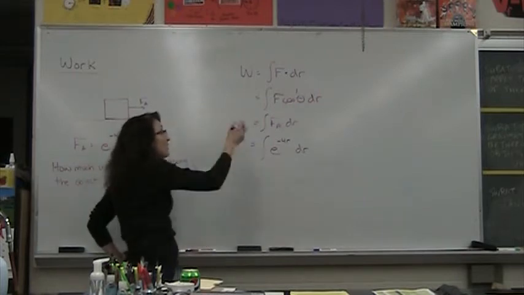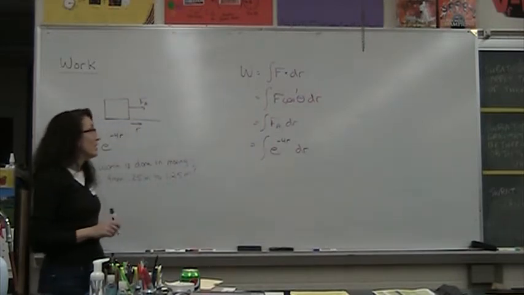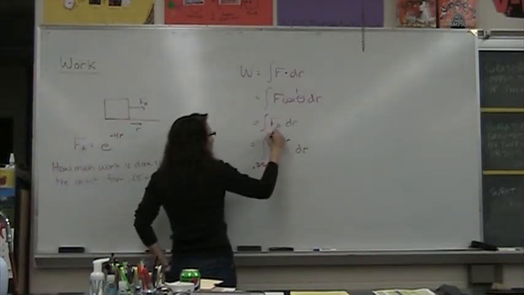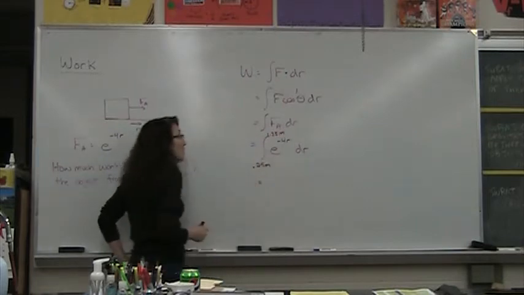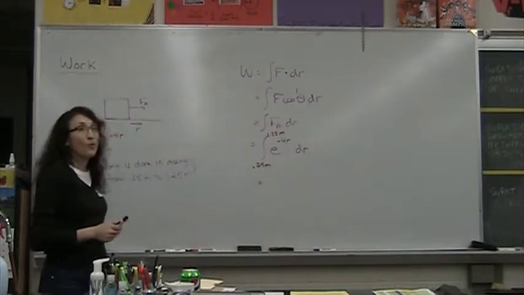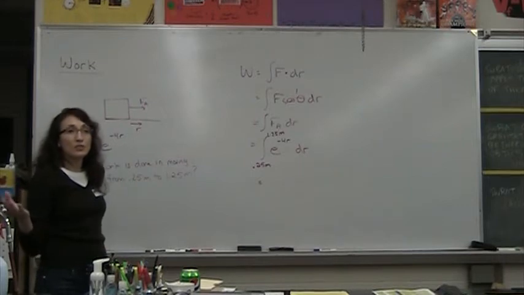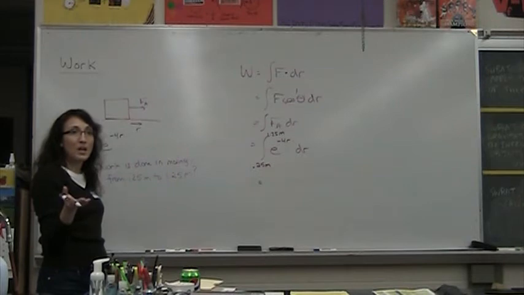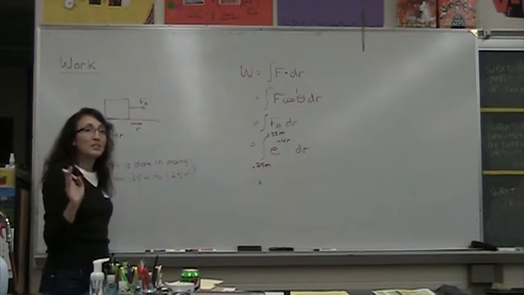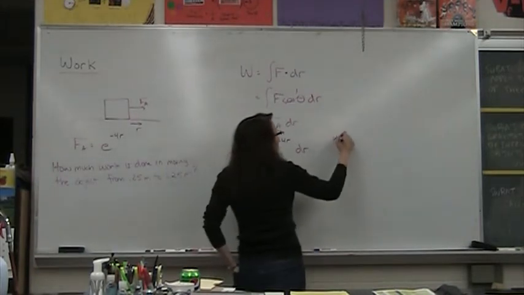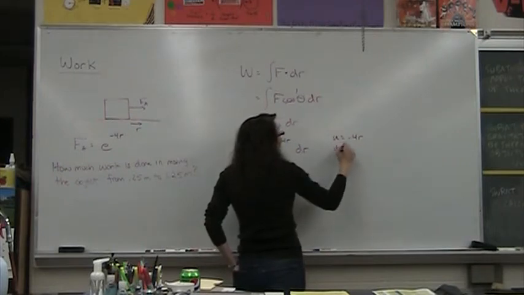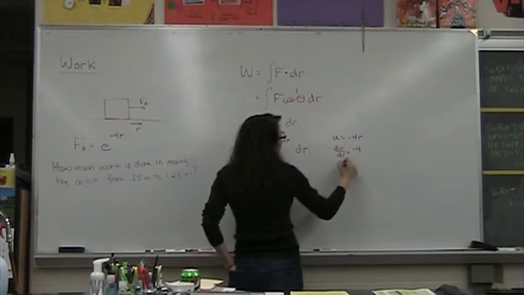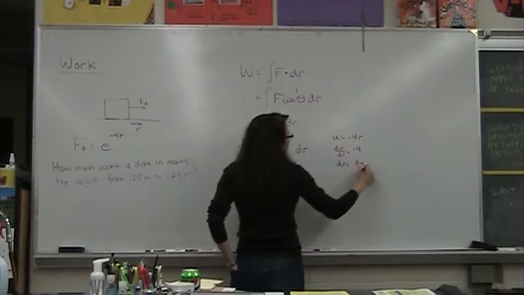But anyway, limits on this integral will be 0.25 to 1.25 meters. We're going to integrate this e to the minus 4r. Technically, this is u substitution, though if you're all pretty good at u substitution already, you probably do it in your head. Yes? No? Maybe? No? So we'll do it. We'll say u is going to be minus 4r. Then du/dr will be minus 4. So therefore, dr is du over minus 4.